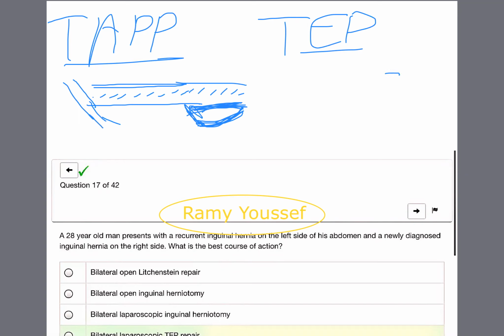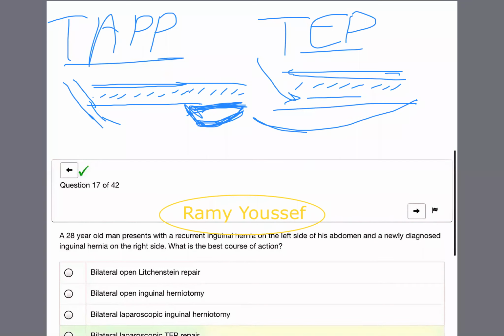Total extraperitoneum. You inflate here to separate the peritoneum, and just go direct to pull the hernia and put the mesh and go out without opening the peritoneum. Okay. Is it clear?